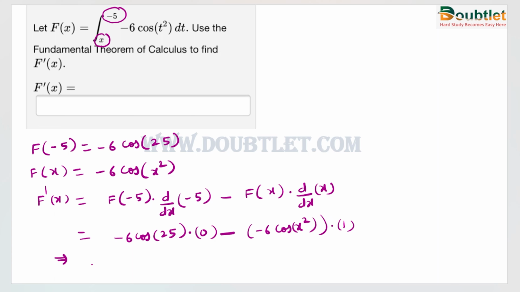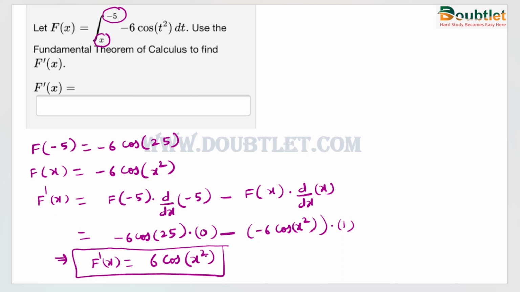So the derivative of this function is: this term becomes 0, and this becomes minus minus plus, so it becomes 6 cos of x squared. This is the answer for this question. This is how we can solve these types of problems.